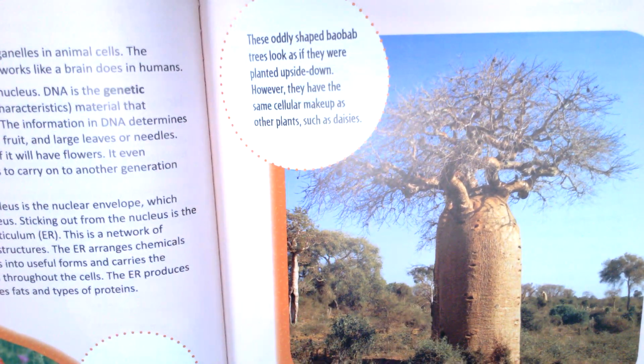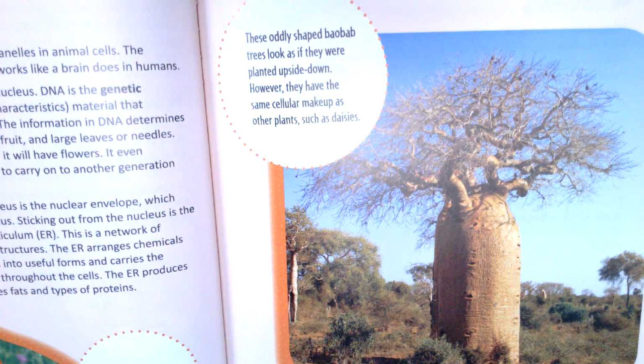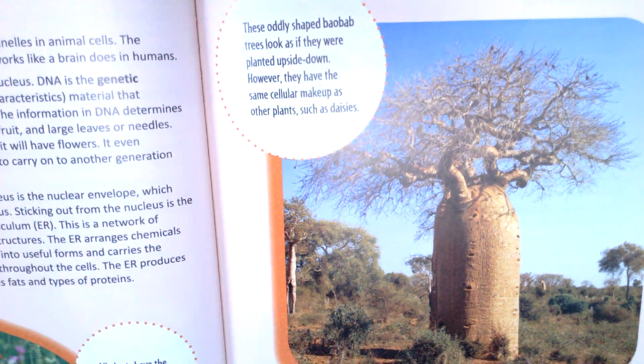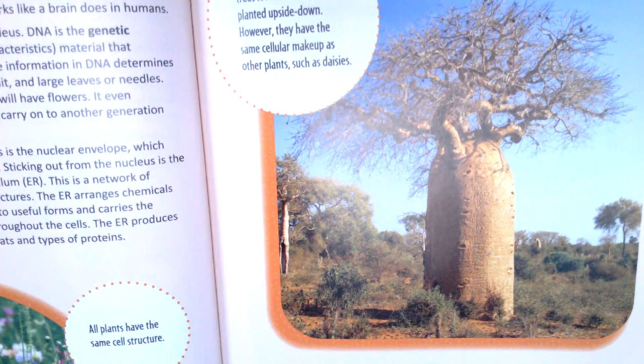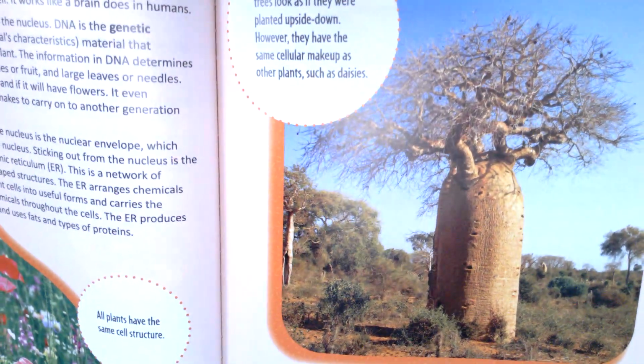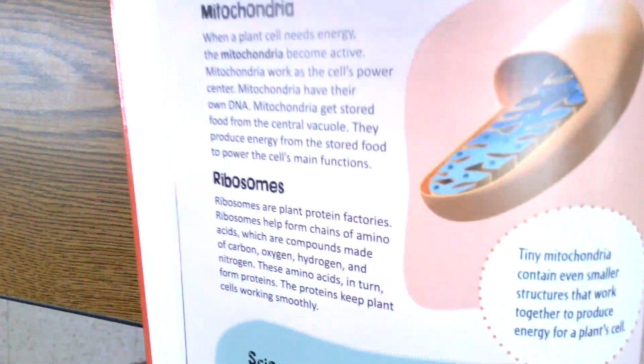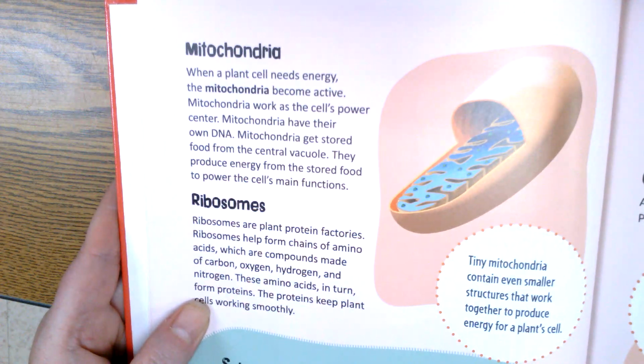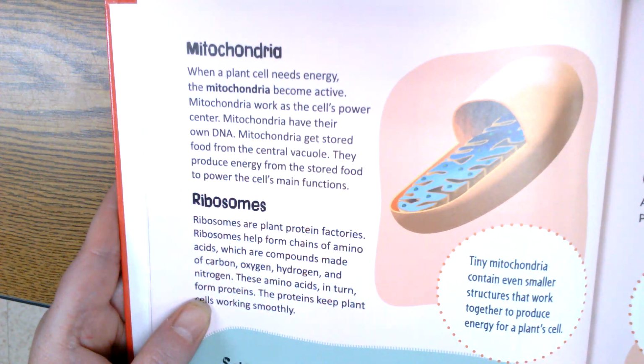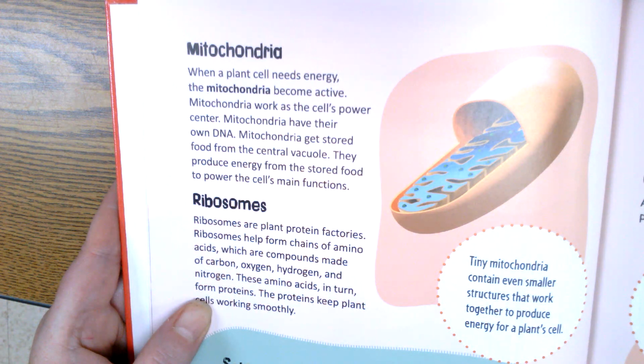These oddly shaped baobab trees look as if they were planted upside down. However, they may have the same cellular makeup as other plants, such as daisies. Mitochondria. When a plant cell needs energy, the mitochondria become active. Mitochondria work as the cell's power center. Mitochondria have their own DNA. Mitochondria get stored food from the central vacuole. They produce energy from the stored food to power the cell's main functions.